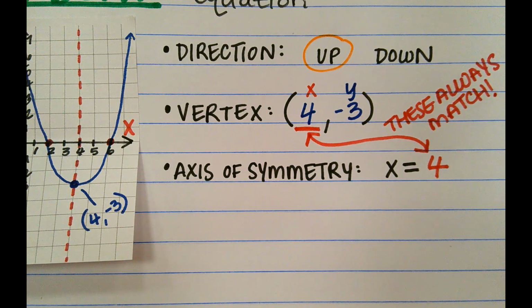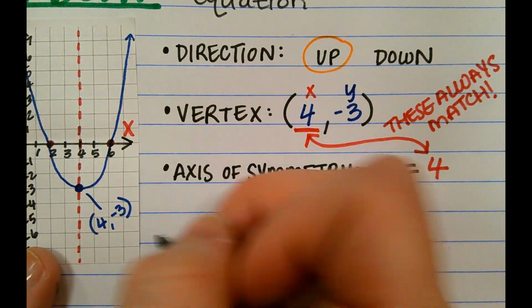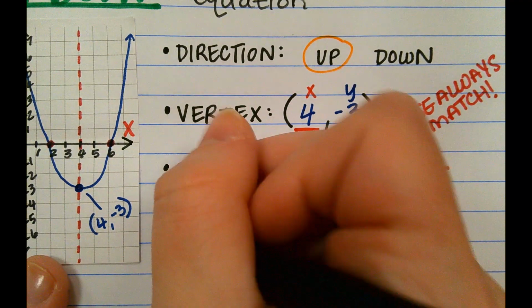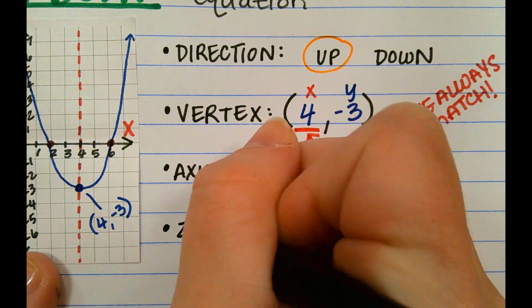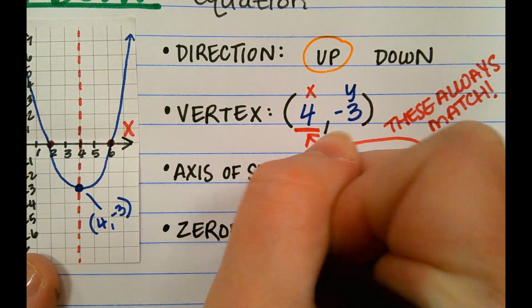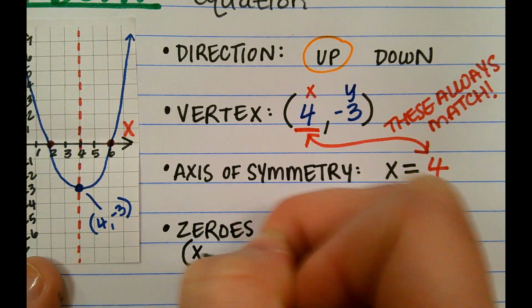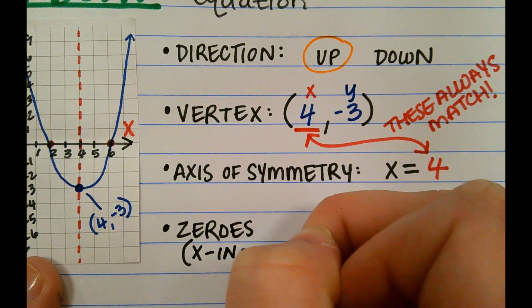Now, after axis of symmetry, we have two more things. We have what we call zeros. Or sometimes you'll see it written as x intercepts.